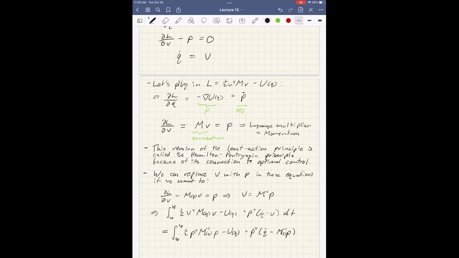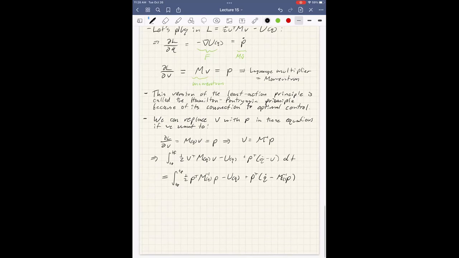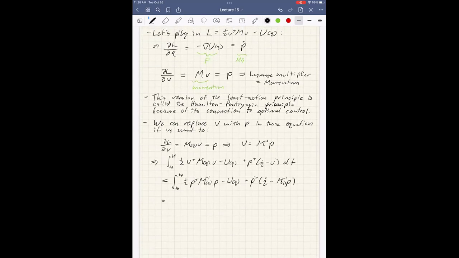Okay. So I literally just plugged everything in. So the next move is, this is P transpose M inverse P with a minus on it. This is 1/2 P transpose M inverse P with a plus on it. If I take this and subtract it from here, I'm going to get a minus 1/2 P transpose M inverse P, minus U. And then the constraint just becomes P transpose Q dot, the constraint term, right? Okay, so far so good. So now we're going to make some stuff up. We're going to call this guy here the Hamiltonian.